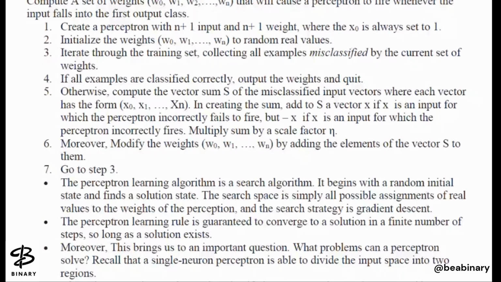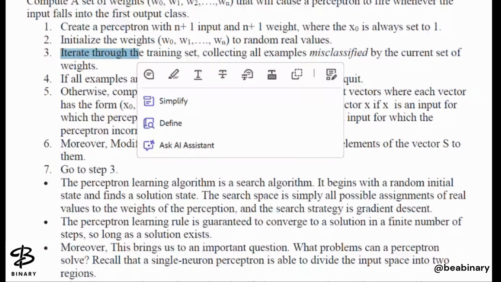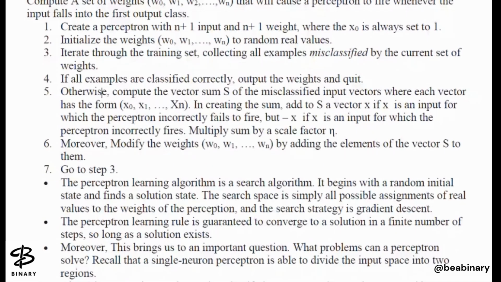Okay. Then the third step is to iterate over the training set. Here we are talking about the training set and the iteration, or the looping, where we collect all the examples misclassified by the current set of weights. If all the examples are classified correctly, output the weights and fit the system.